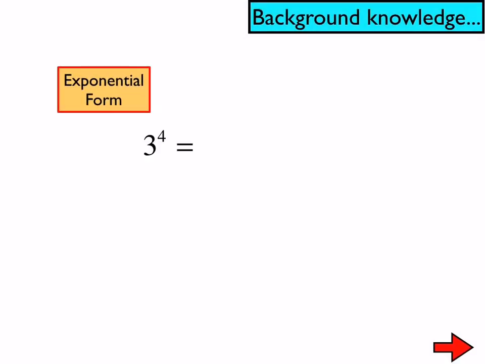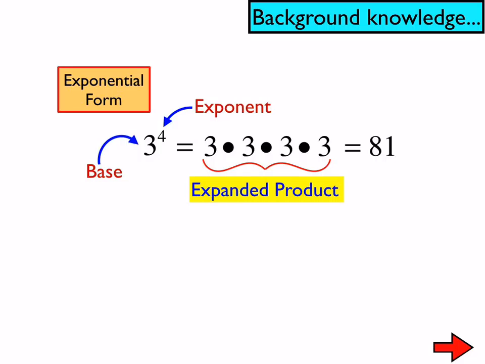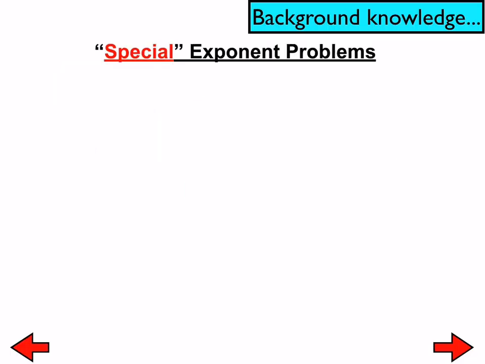Exponential form is when there's an exponent, like this. This is read as 3 to the 4th power. The big number is the base, and it's raised to the exponent. If I asked you to write it all out and show your work, this would be expanded product. And if I asked you to actually multiply it to find a final answer, to simplify, this would be evaluating.